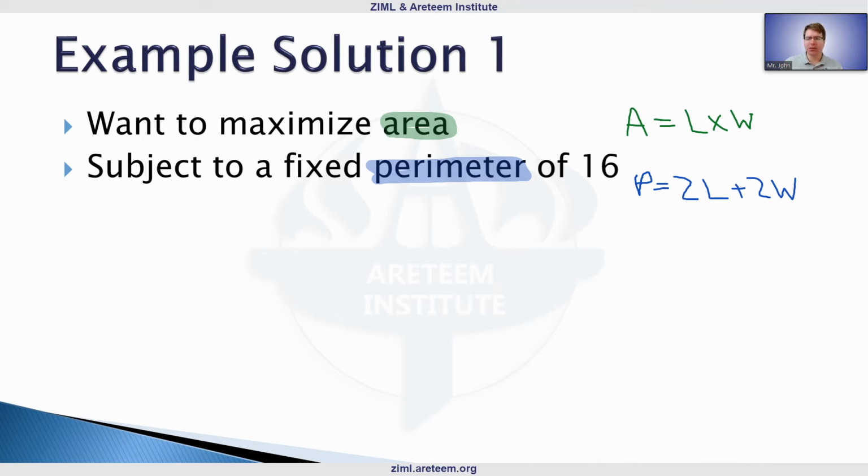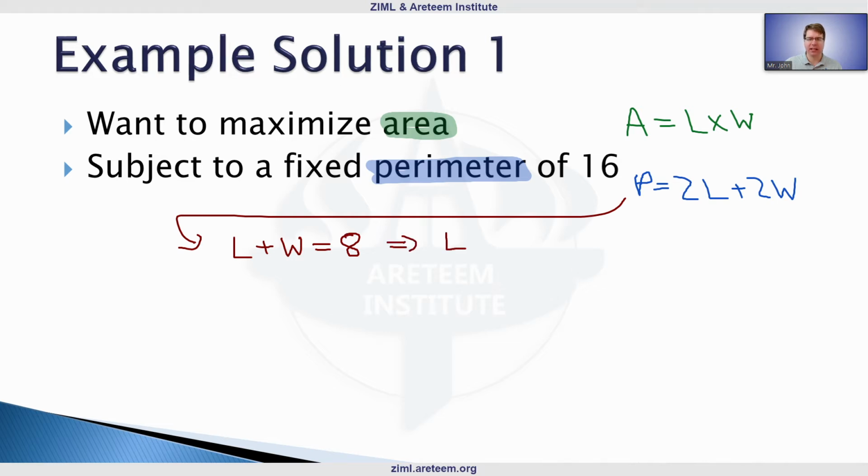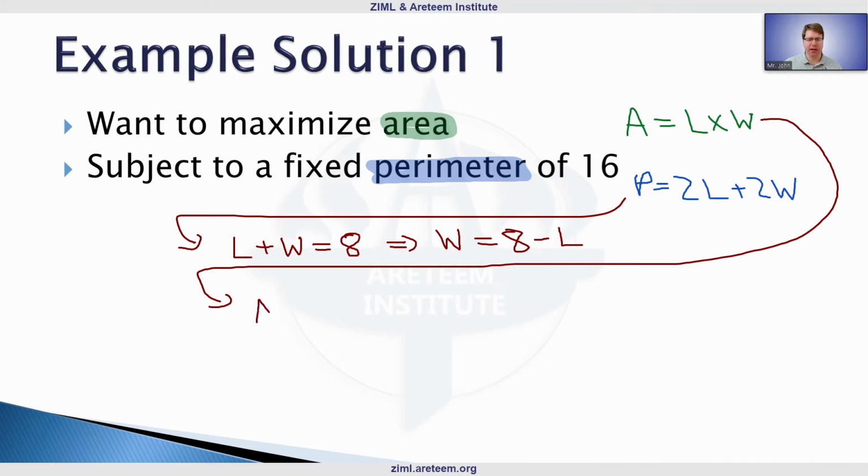Well, this fixed perimeter of 16 is really telling us that L plus W is equal to 8, 16 divided by 2. We're going to do this by substitution here. So maybe let's solve for W. W is 8 minus L. Then if we plug that into the area equation, the area is equal to length times width. But wait a second, we just said that the width is 8 minus L in this scenario. So now we have this equation here for the area.